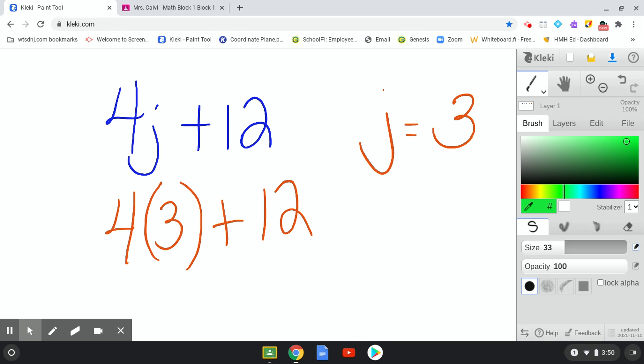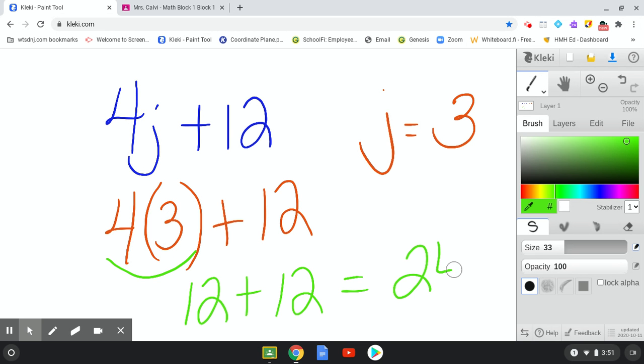Now, according to PEMDAS, I have to do multiplication before addition. So 4 times 3 gives me 12. Drop down the addition sign, drop down the 12. My final answer here would be 24. Okay, one thing you have to remember, a number right next to a variable means multiplication. When you go to insert a value of a variable, that number needs to go inside of parentheses. So you then know to multiply it.